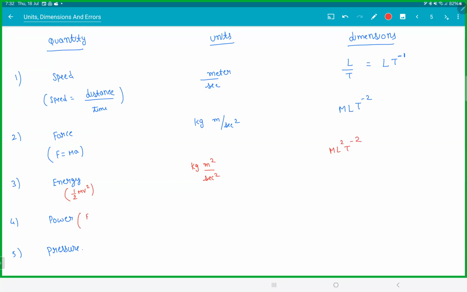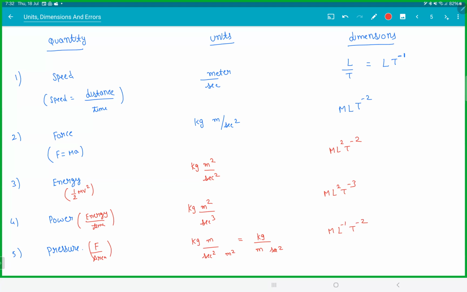Power is simply energy by time. This is kg meter square second cube. This is M L square T minus 3. Pressure is force by area. Force is kg meter per second square, divided by area, which is again meter square. So this is kg by meter second square. So this is M L minus 1 T minus 2. Clear?